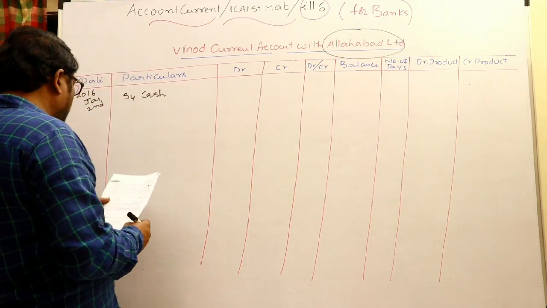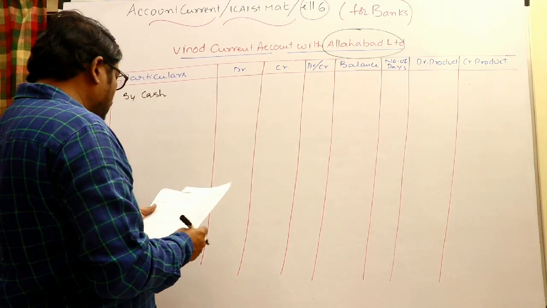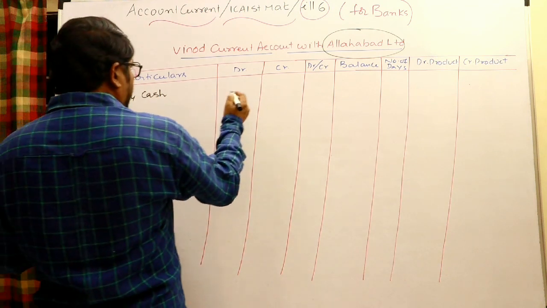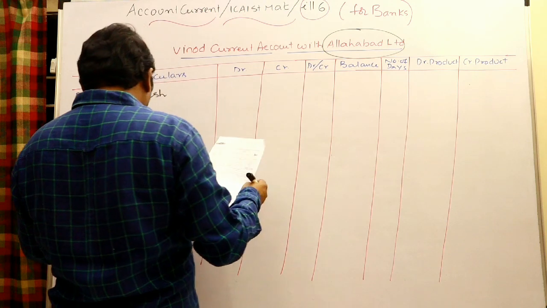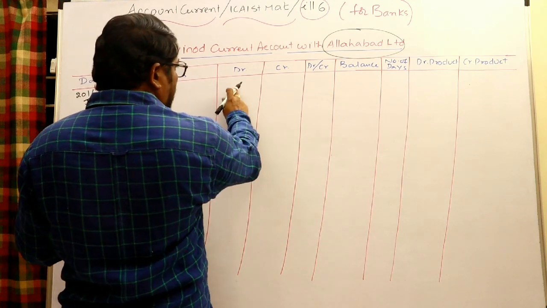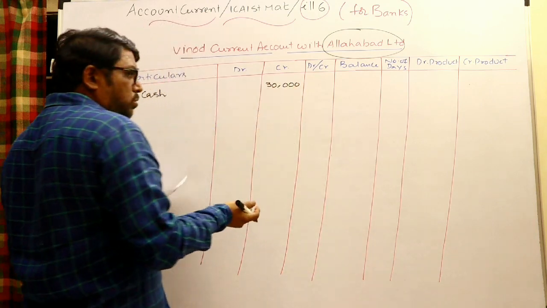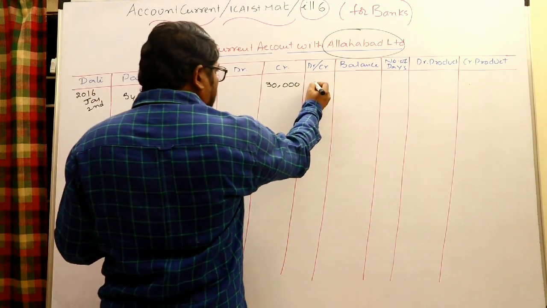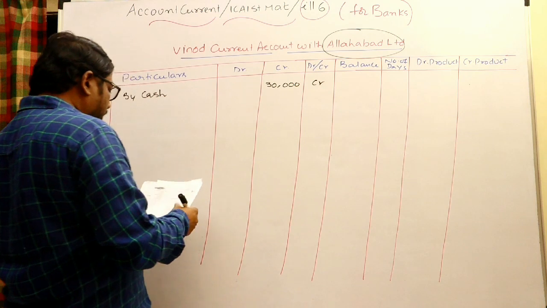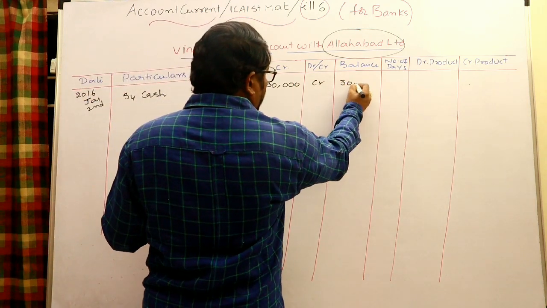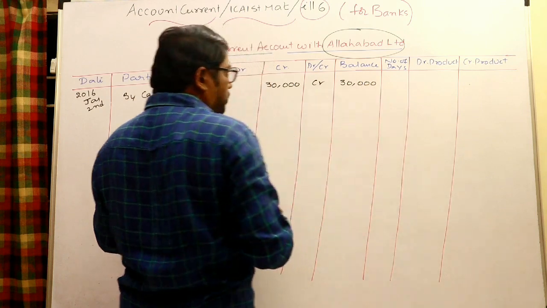So on January 2nd, you may write "by cash," and look at how much deposit has taken place: 30,000 rupees, right? Credit side. So withdrawal is debit, deposit is credit. 30,000. Obviously it is the first credit, and definitely it indicates a credit balance. You can put the credit in the balance also. 30,000 credit balance you are having.